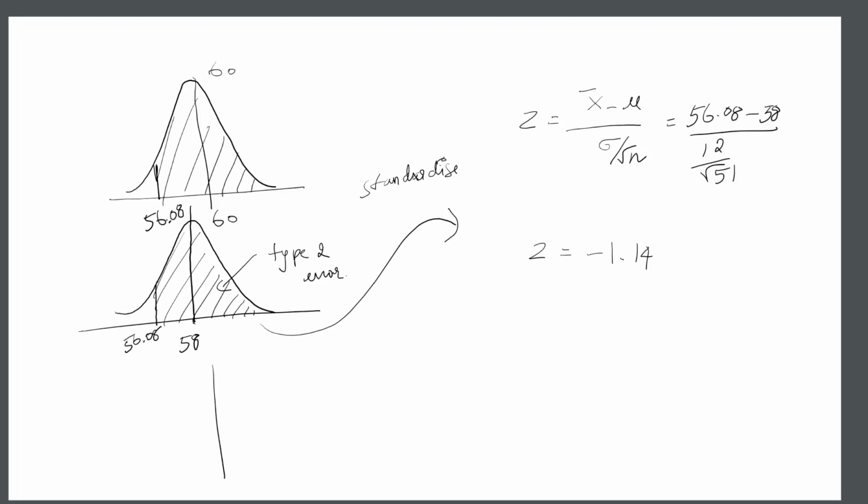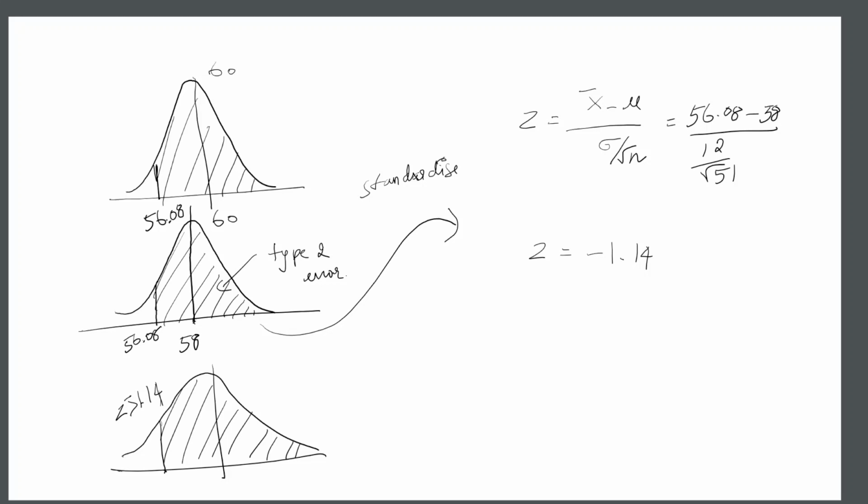So now if you analyze it, the z value greater than minus 1.14 is the type 2 error. So that's what we can do.